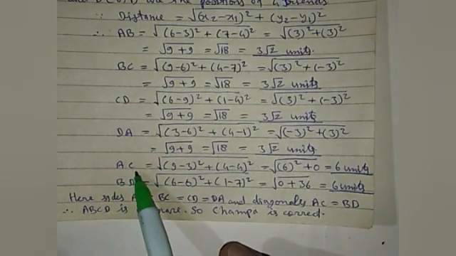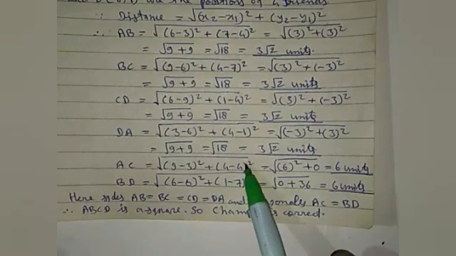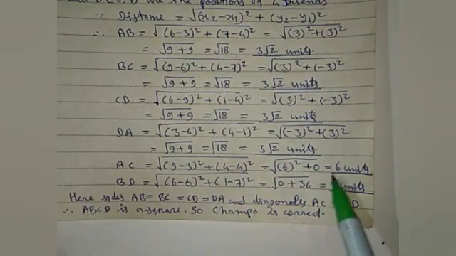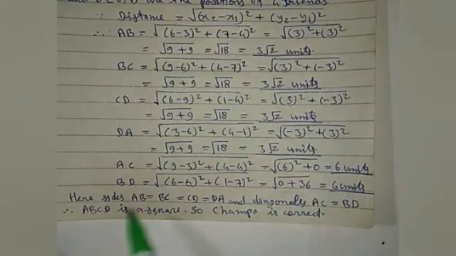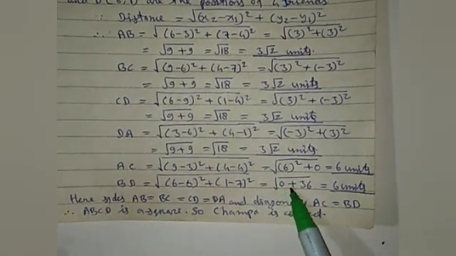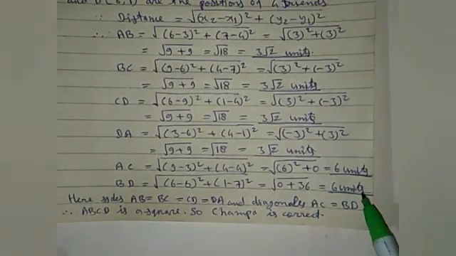So diagonal AC is equal to under root 9 minus 3 whole square plus 4 minus 4 whole square, that is equal to 6 square plus 0. So it is equal to 6 units. Similarly, diagonal BD is equal to root 6 minus 6 whole square plus 1 minus 7 whole square, that is equal to root 0 plus 36. So it is also equal to 6 units.